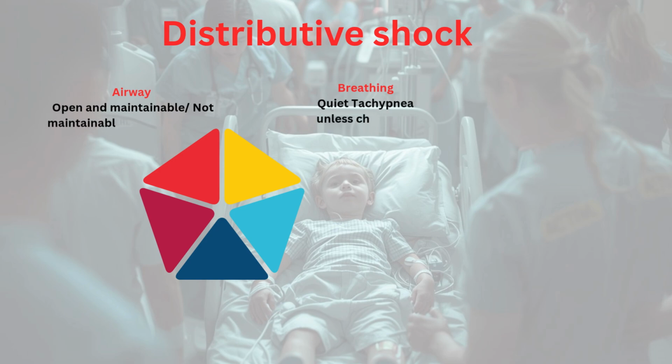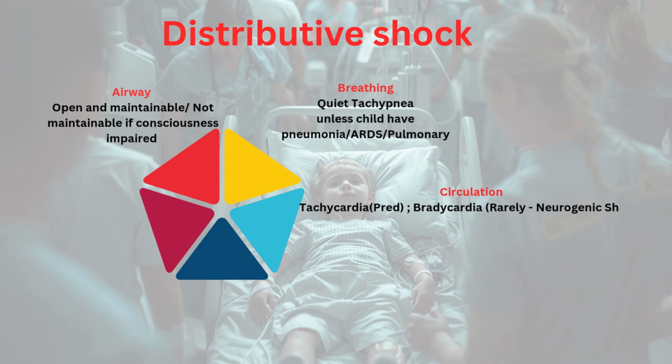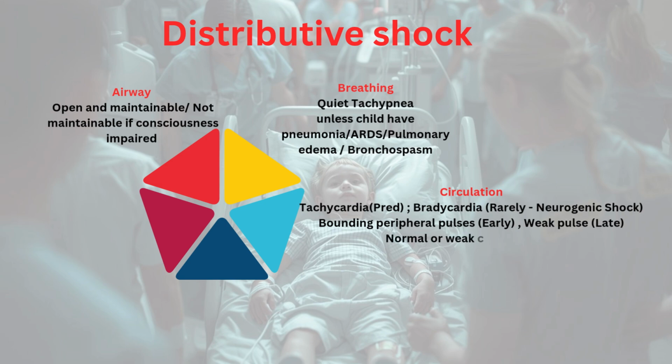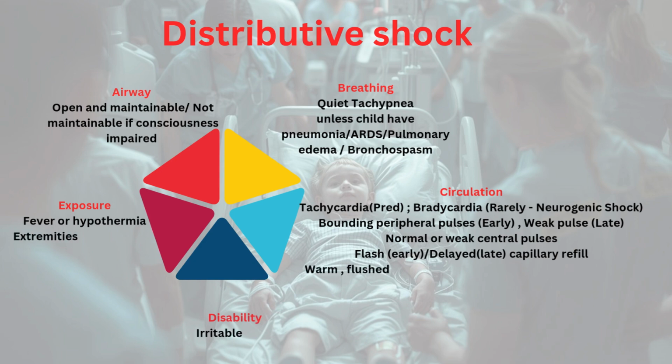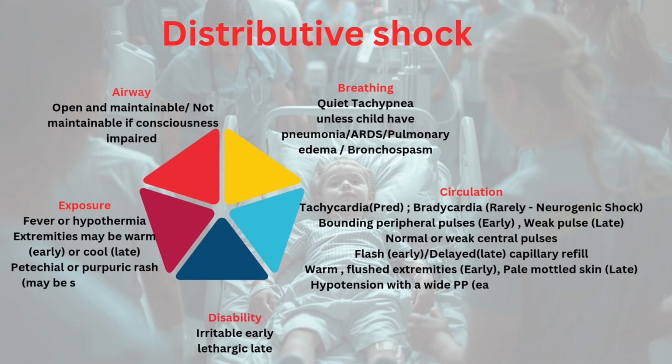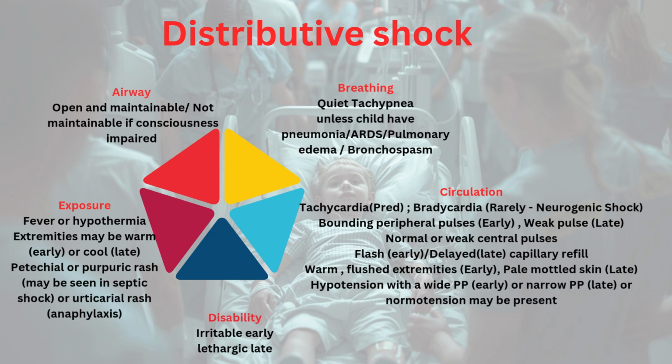Circulation shows tachycardia usually except in neurogenic shock. BP maintained with wide pulse pressure, warm extremities, flash CFT and bounding peripheral pulses in the early stage. And as shock progresses, hypotensive with weak pulses and cold peripheries. Look for fever, petechial or urticarial rashes, or any focus of infection requiring drainage while examining the child.